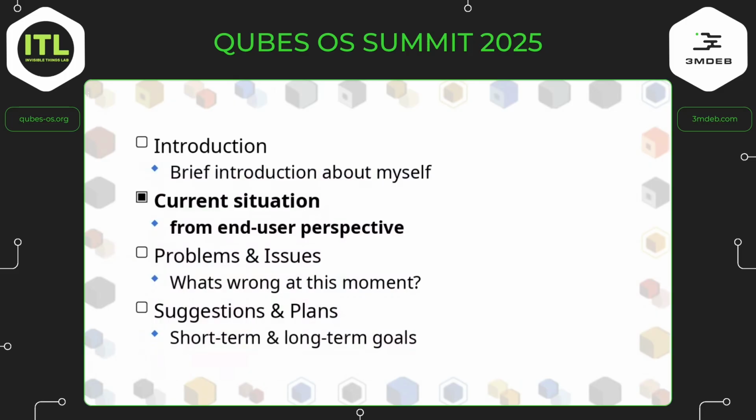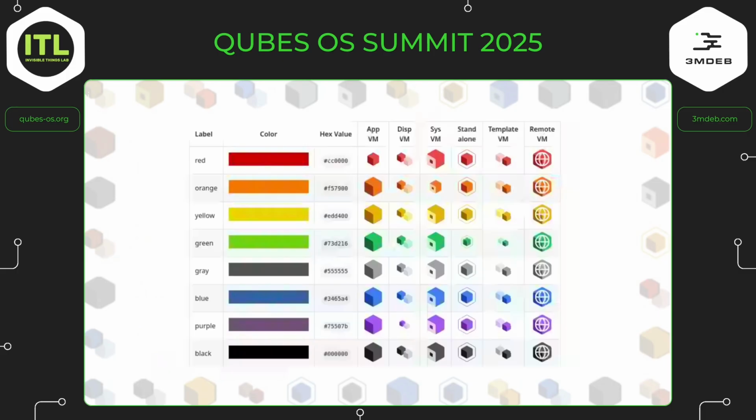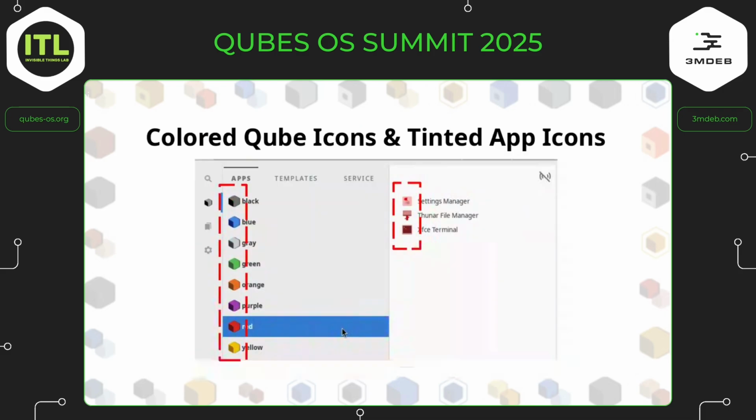So, what is the current situation from the end user perspective? As you can see in this picture, we have 8 default labels with their associated colors. There are 6 icons per label at the moment. The icons on the right are relatively new for Cube's Air usage. And for sure, once the user clicks the app menu, individual cubes will have associated label icons based on their classes, and the application icons in the cube are tinted with the label color.